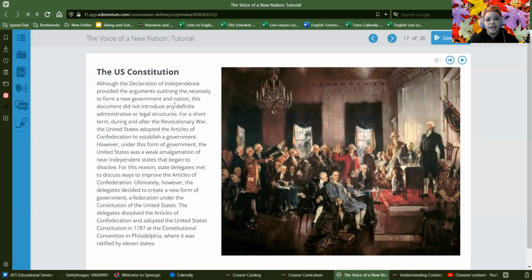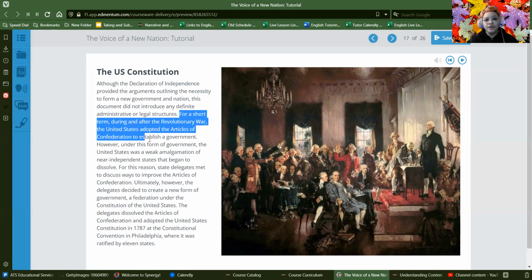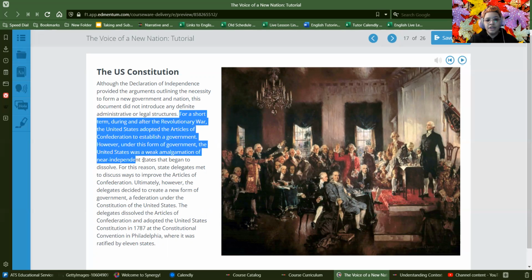So it says, for a short time during and after the Revolutionary War, the United States adopted the Articles of Confederation to establish a government. However, under this form of government, the United States was a weak amalgamation of near independent states that began to dissolve.